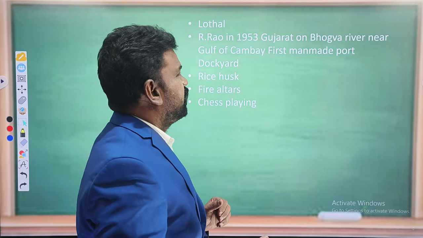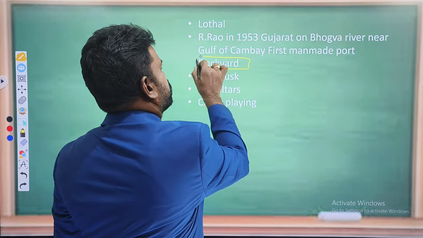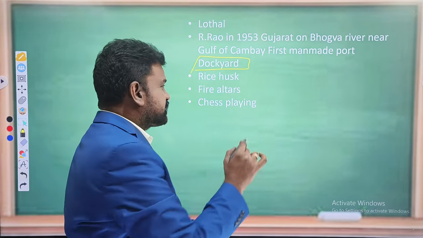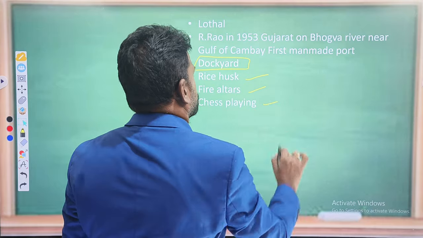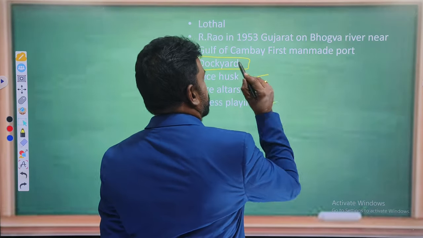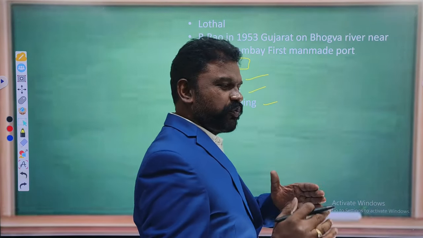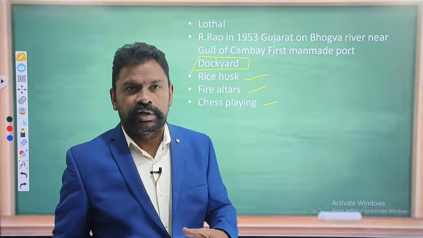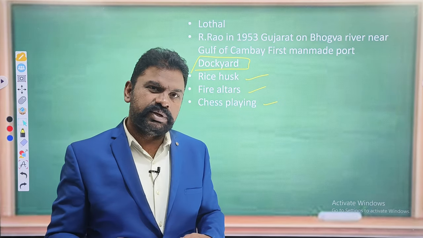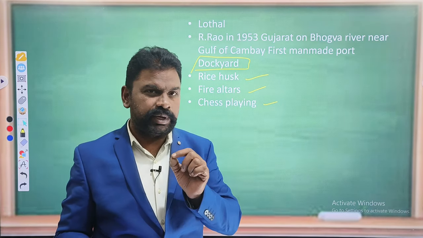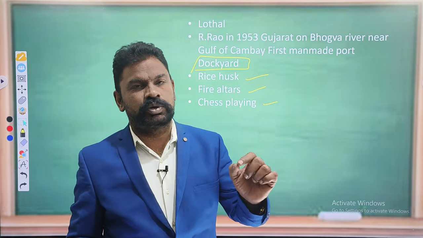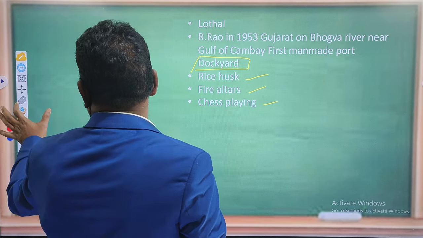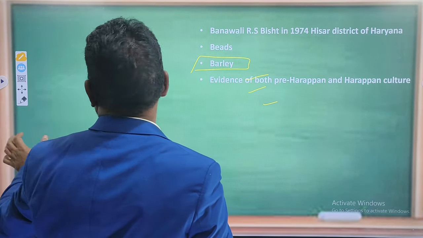Gulf of Cambay. Here they made an artificial dockyard, found at Lothal. And rice husk was also found, along with fire altars and chess playing. Another most important thing: a house with its entrance faced towards the main road. In all the cities of the Indus Valley civilization, no house faced the main road. Only at Lothal were houses found facing the main roads. This is also another important thing.